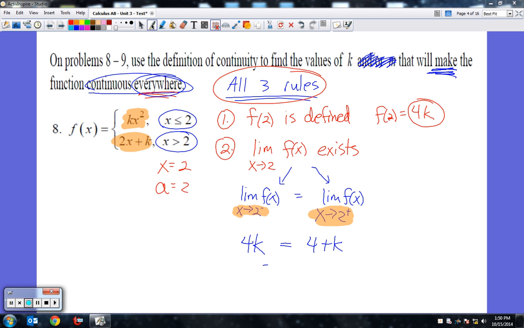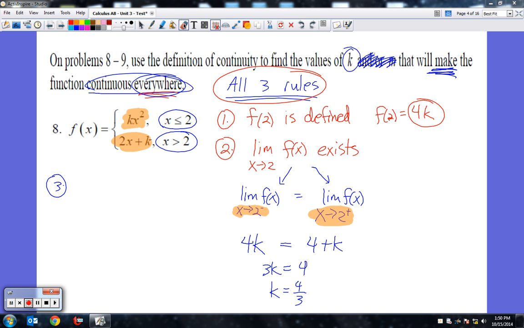Therefore, we have 3k is equal to 4. If I solve for k, I get 4/3. So right now, whoops, let me not box in. This will be my 4/3 is the k value. It says use the definition to find the k value. We're just going to quickly identify rule 3 and show that it is true. That way it's continuous everywhere.